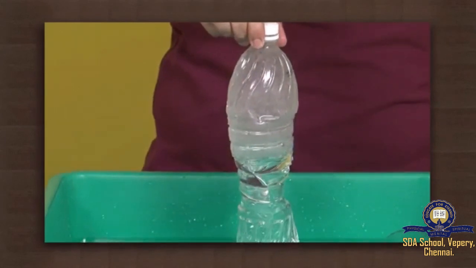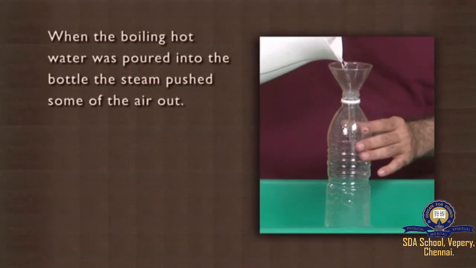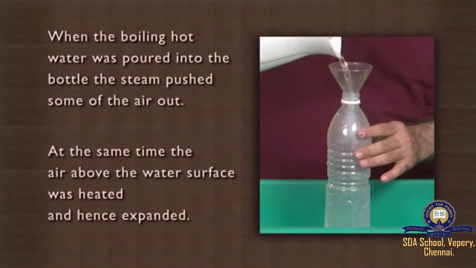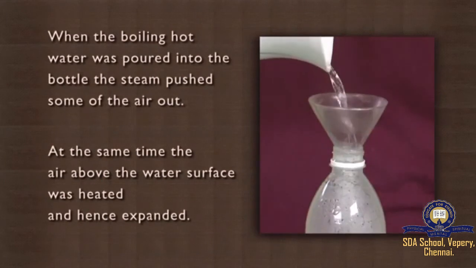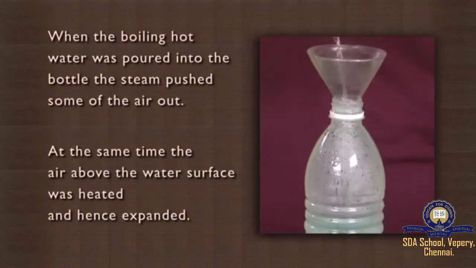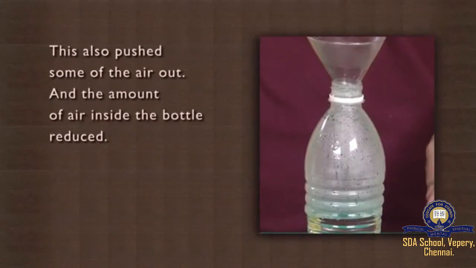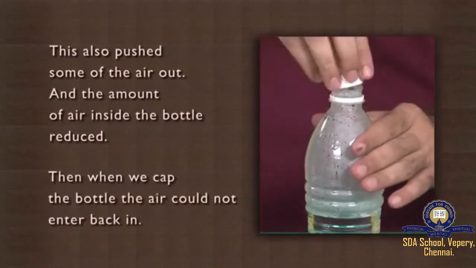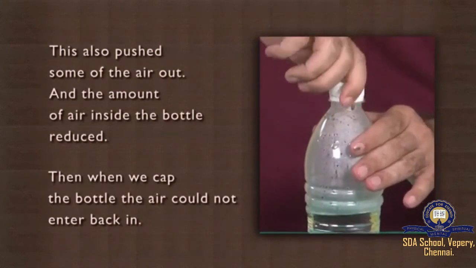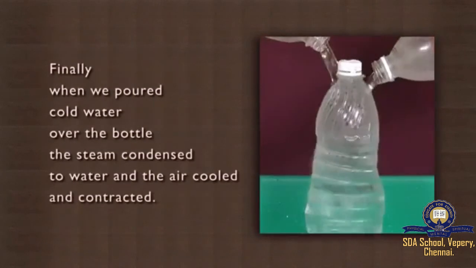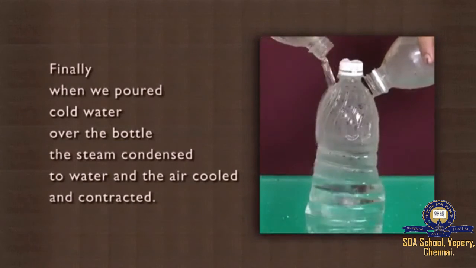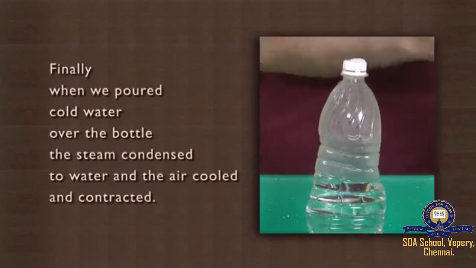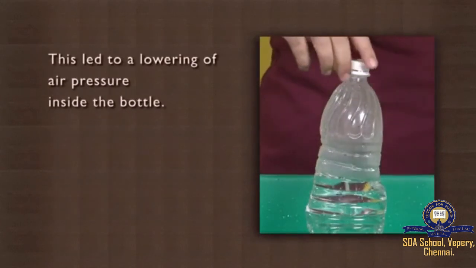What happened here? When the boiling hot water was poured into the bottle, the steam pushed some of the air out. At the same time, the air above the water surface was heated and hence expanded. This also pushed some of the air out, and the amount of air inside the bottle reduced. Then when we capped the bottle, the air could not enter back in. Finally, when we poured cold water over the bottle, the steam condensed to water and the air cooled and contracted. This led to lowering of air pressure inside the bottle.